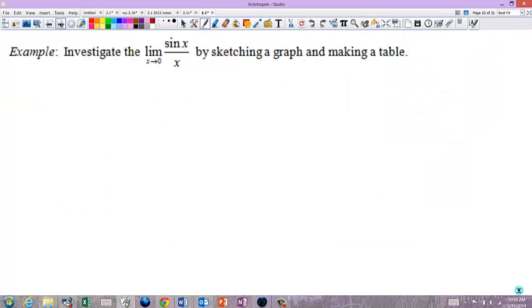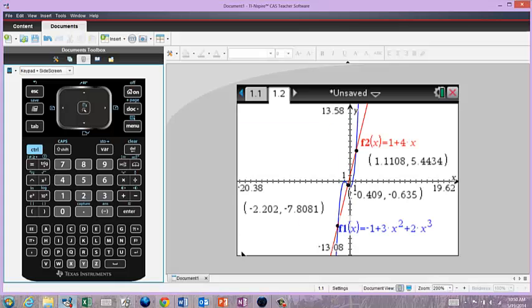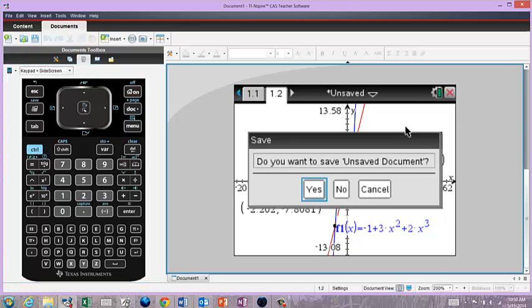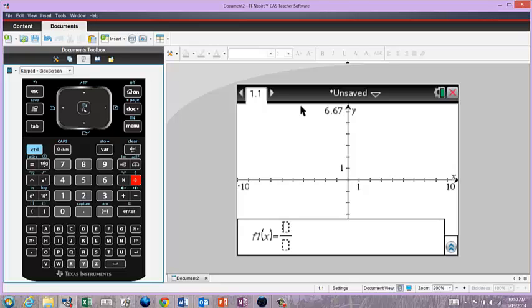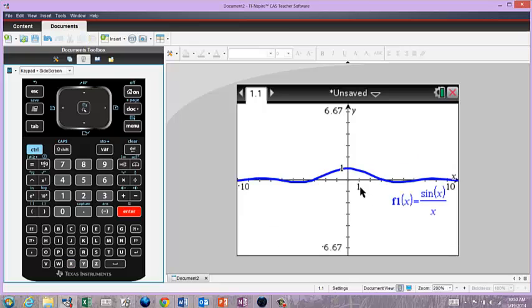Okay. It says investigate the limit as x approaches 0 of sine of x over x by sketching a graph and making a table. Well, we're just going to graph it. Graphing it. And it's going to be sine of x over x. Okay, and we can look at it and tell where it is going. As it goes to 0, it's headed toward 1.